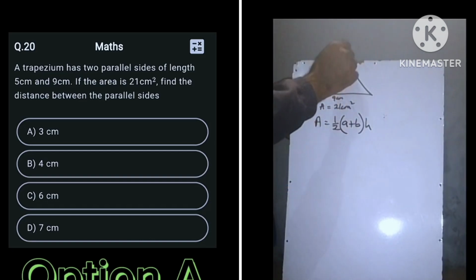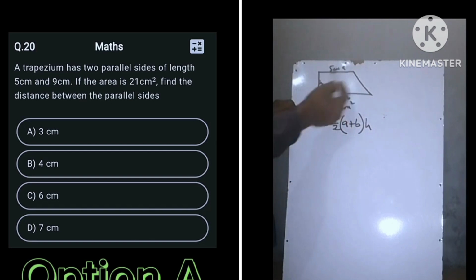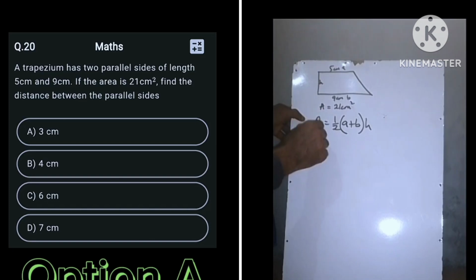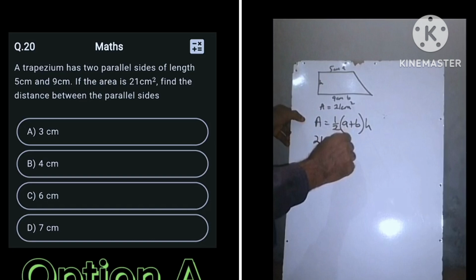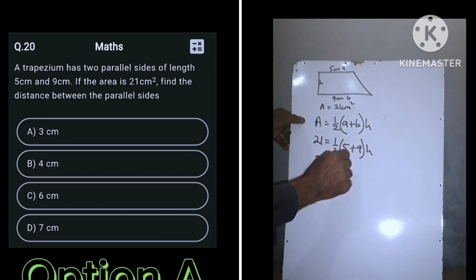So this place is A, this is the base, because A and B are the parallel sides. Then this is the height. So now, since the area is 21 equals 1/2 bracket, my A is 5 plus my B is 9. We don't know the H. So at this point, we have 21 equals 1/2, 5 plus 9 will give us 14H.